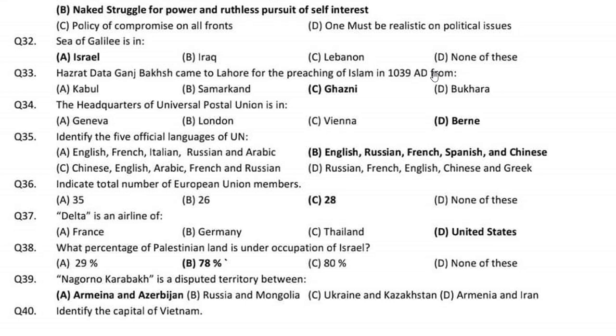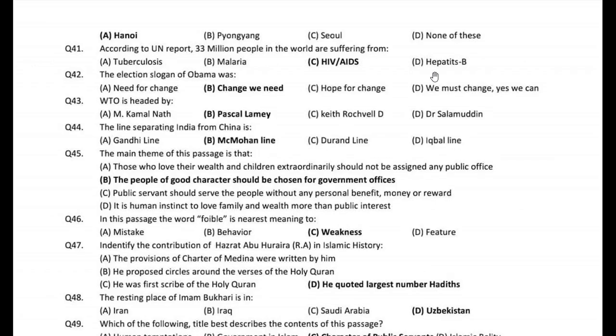Nagorno-Karabakh is a disputed territory between? Option A, Armenia and Azerbaijan. Identify the capital of Vietnam. Option A, Hanoi. According to the UN report, 33 million people in the world are suffering from? Option C, HIV/AIDS. The election slogan of Obama was? Option B, Change We Need. WTO is headed by? Option B, Pascal Lamy.